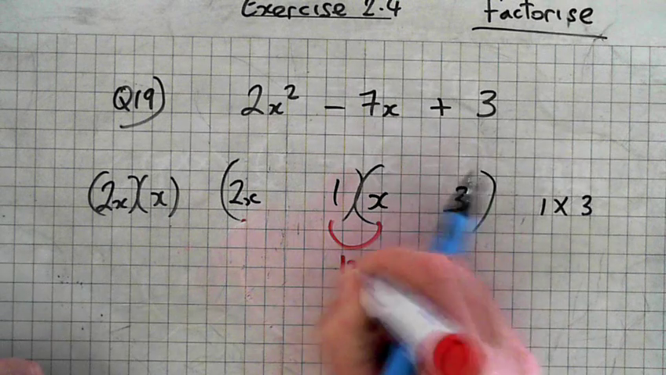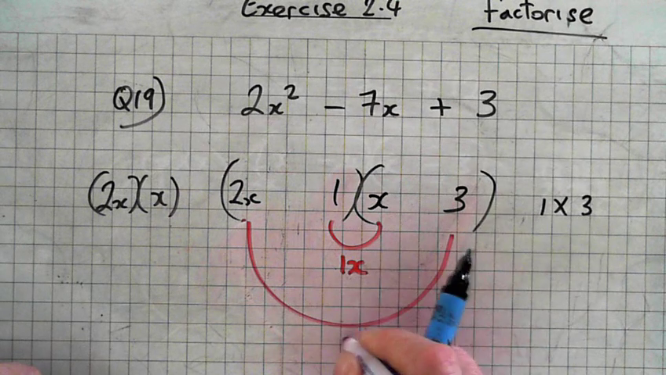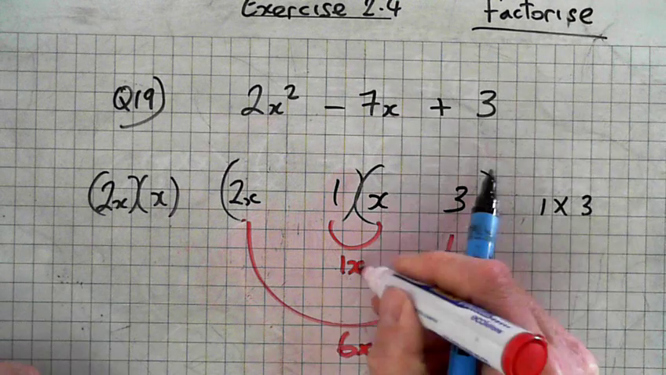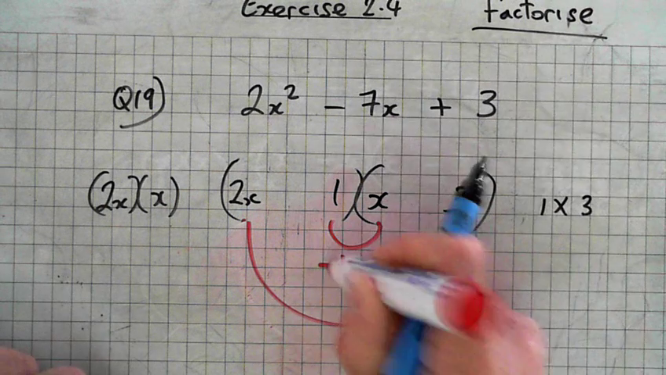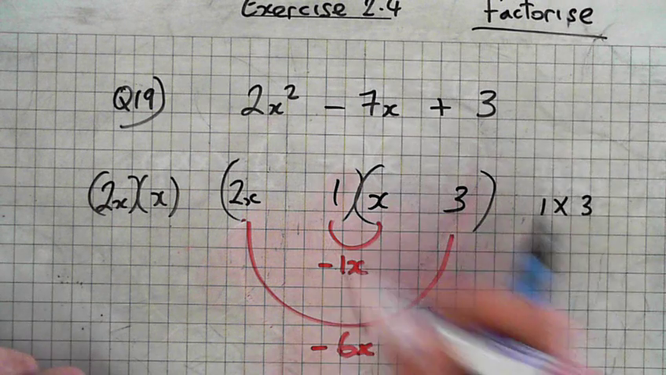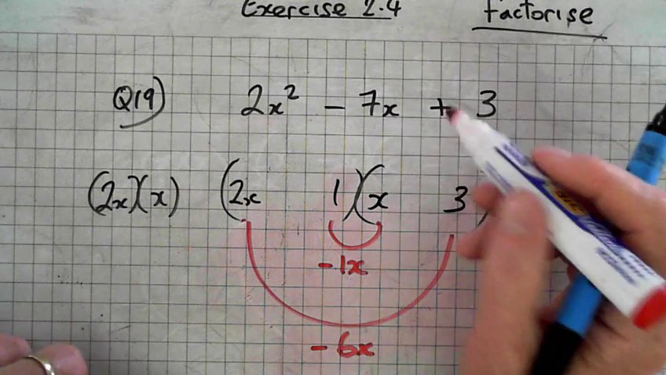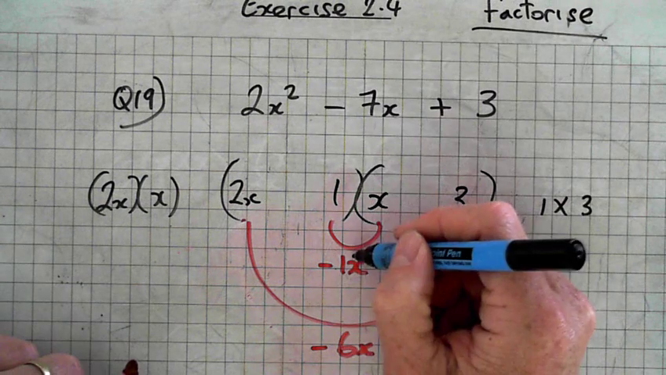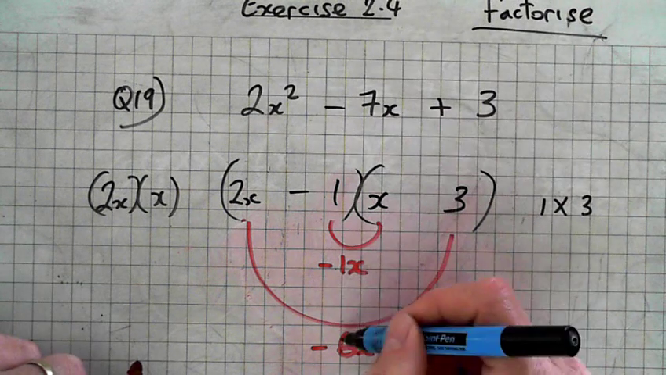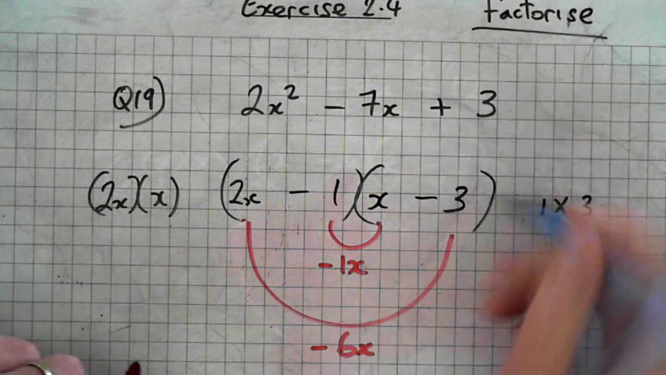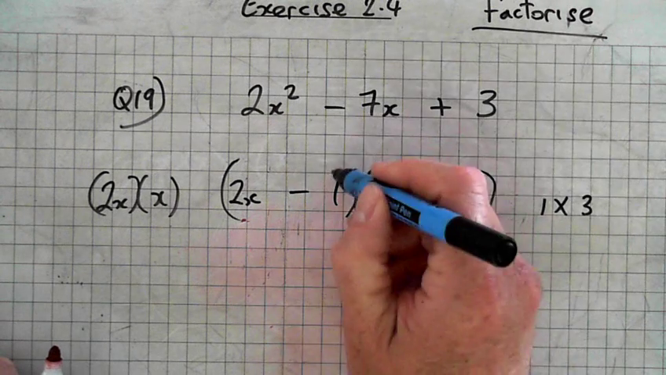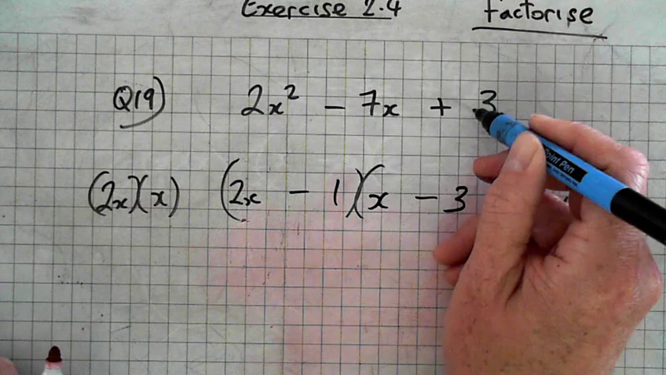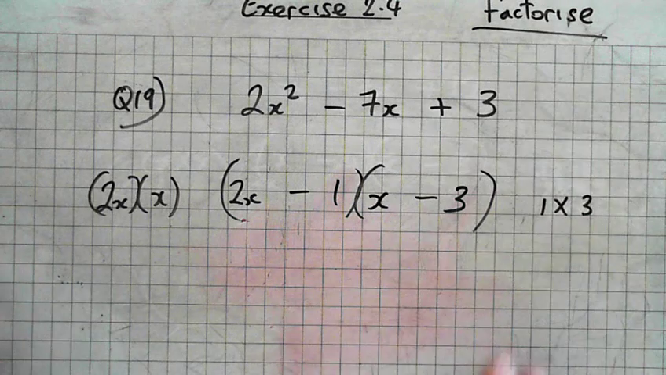1 times x is 1x. 2x times 3 is 6x. If I add 1 and 6, I get 7. But how do I get minus 7? Minus 1 and minus 6 add to give minus 7. So the top sign goes left always, the bottom sign goes right. Final check: minus 1 times minus 3 is plus 3. So that's correct.